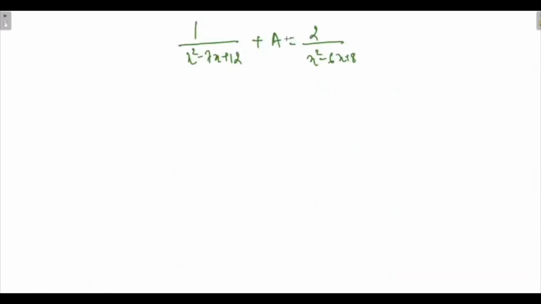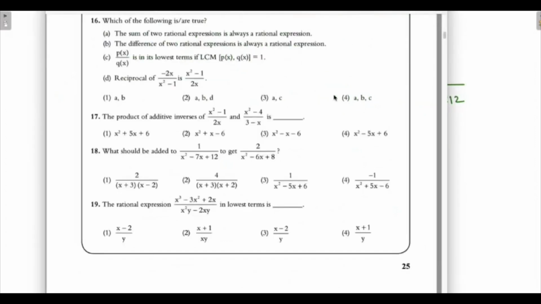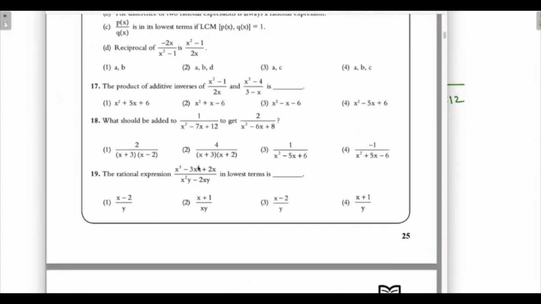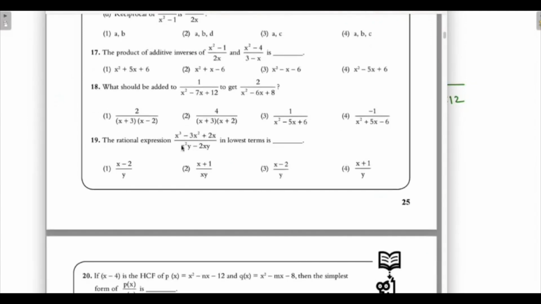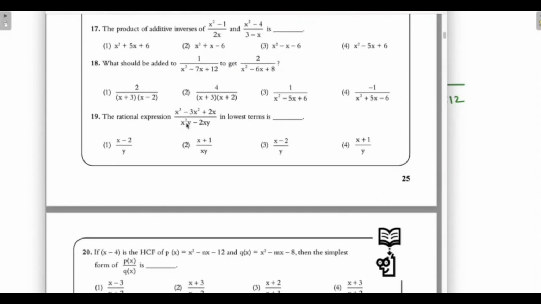And to get a, what you do, you send this on the other side. So you get a will be 2 upon x square minus 6x plus 8 minus 1 upon x square minus 7x plus 12. And then solve this to get the expression. Okay. This question is asking you to express this in the lowest form. So you have to see what can be taken as common and then basically can be struck out.